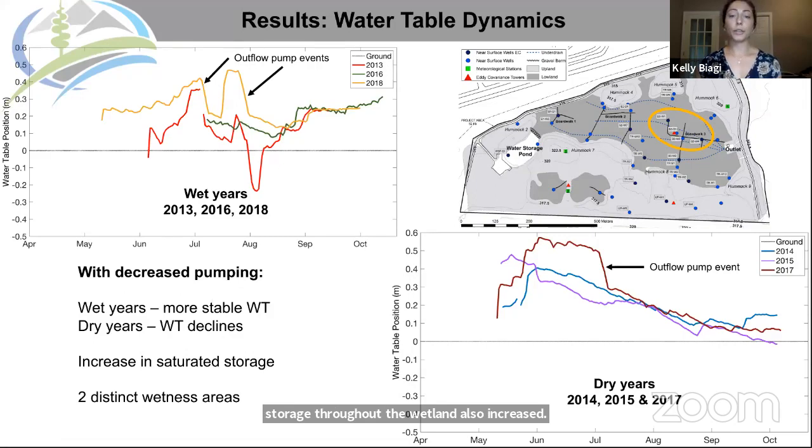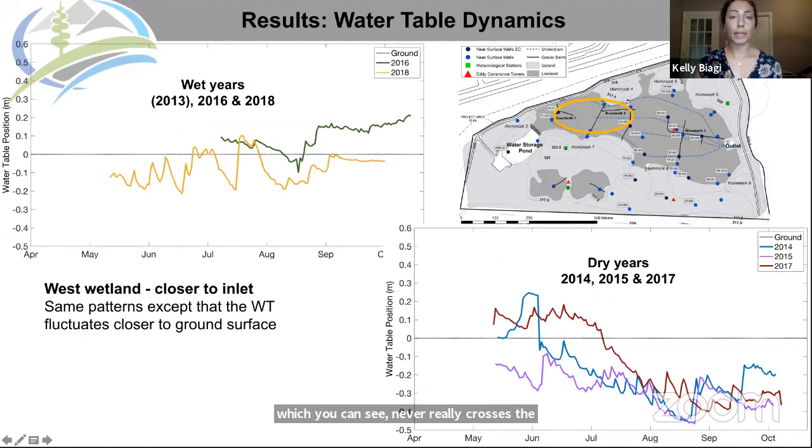And lastly, two distinct wetness areas formed in the wetland. So in the east here, closer to the outlet, we have persistent standing water, even in dry years, which you can see it never really crosses the ground surface. If we move closer to the inlet, which I've indicated with the yellow circle here, we see similar patterns, but the water table is much closer to the ground surface. So closer to the inlet, we have a near surface water table and persistent standing water closer to the outlet.